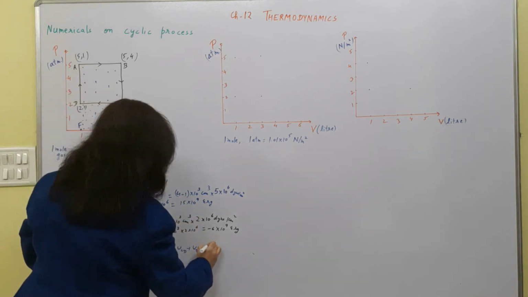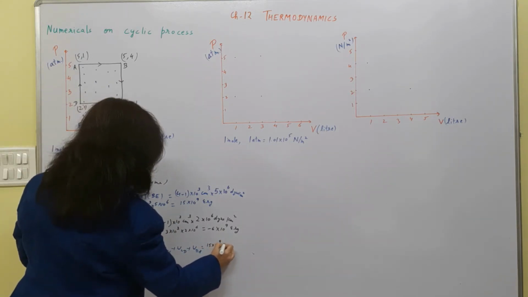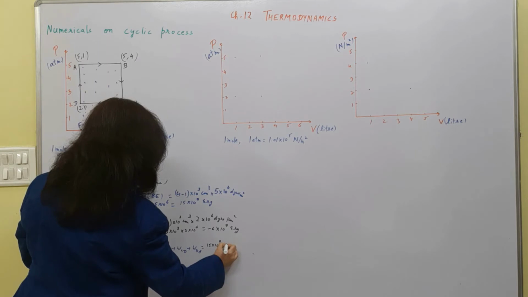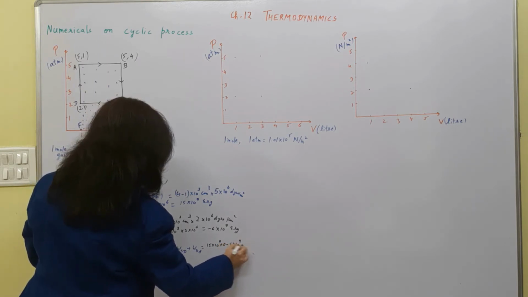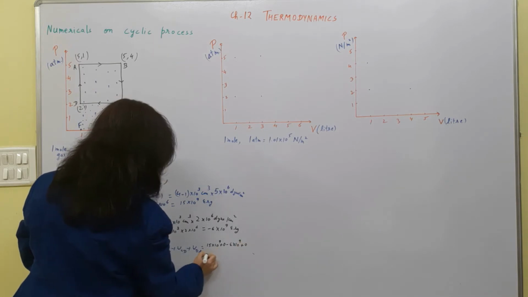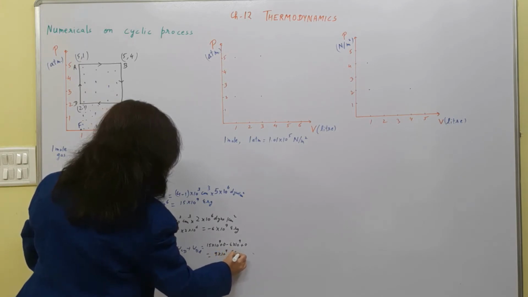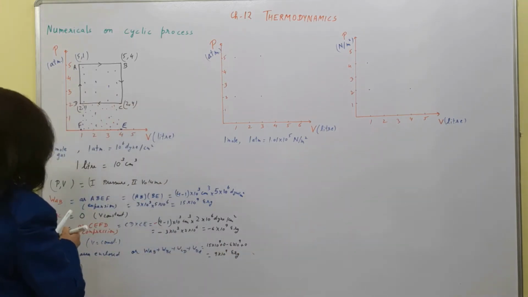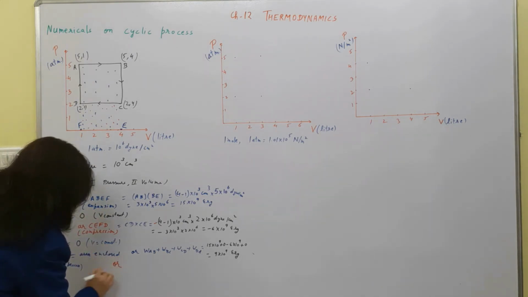WAB is 15 into 10 to the power 9. BC is 0. CD is minus 6 into 10 to the power 9 plus DA is 0. So this gives us 9 into 10 to the power 9 erg. If we calculate it this way, this can also be used to find out this directly.